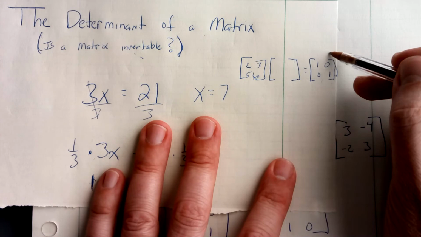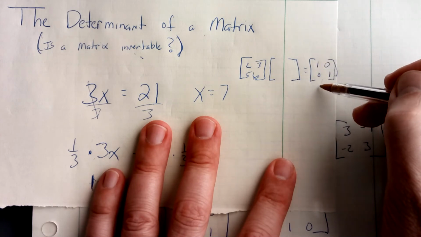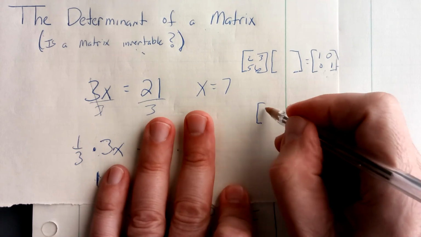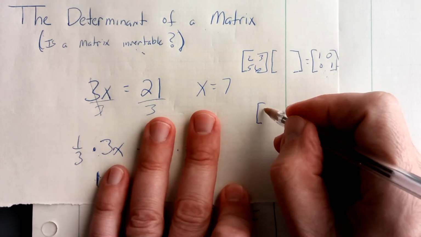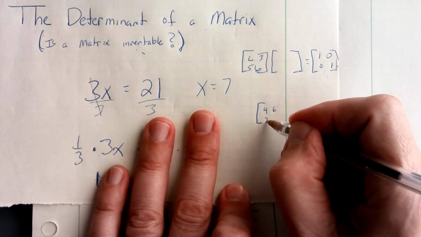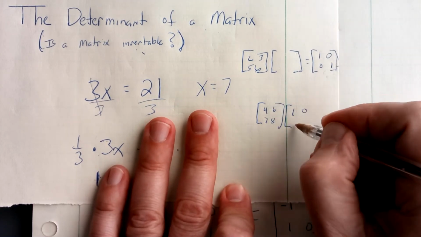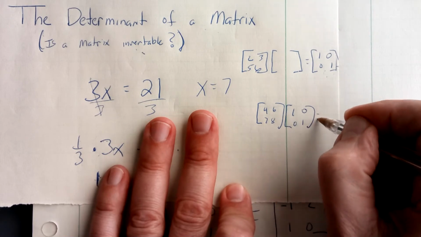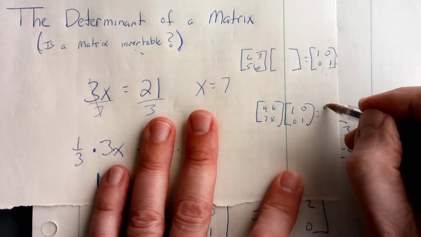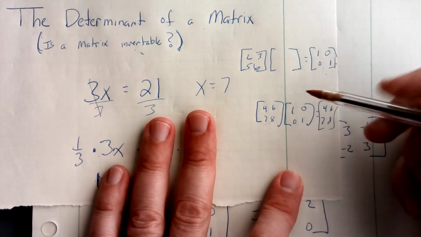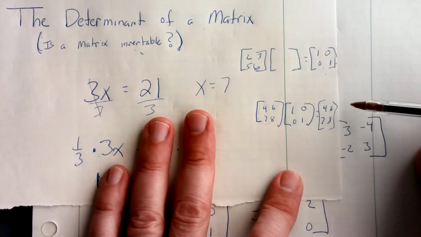Today's lesson is not really about this identity matrix at the moment. It's just that if I take any 2x2 matrix, 4, 6, 7, 8, and I multiply by this 1, 0, 0, 1, what I get out is this original matrix, 4, 6, 7, 8. It doesn't change the matrix. And if you want to take the time to do that multiplication, by all means do so.